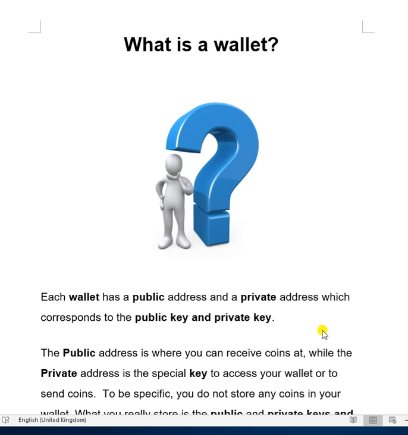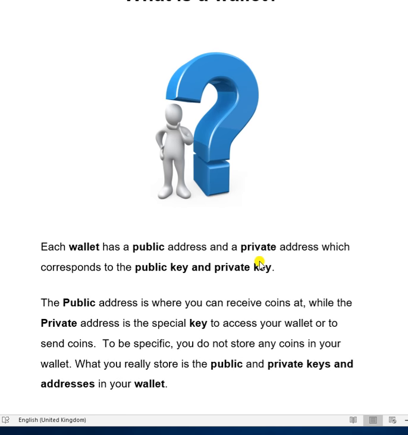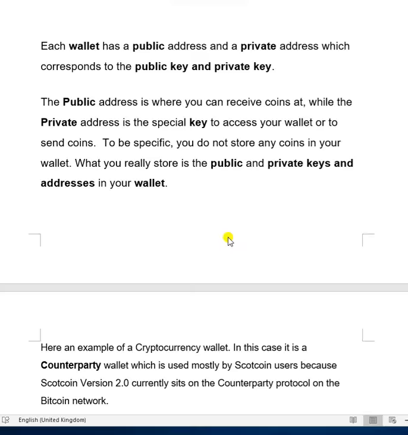Now, what is a wallet? Each wallet has a public address and a private address, which corresponds to the public key and private key. Public address is where you receive the coins, while the private address is a special key to access your wallet or to send coins. To be specific, you do not store any coins in your wallet. What you really store is the public and private key addresses in your wallet.